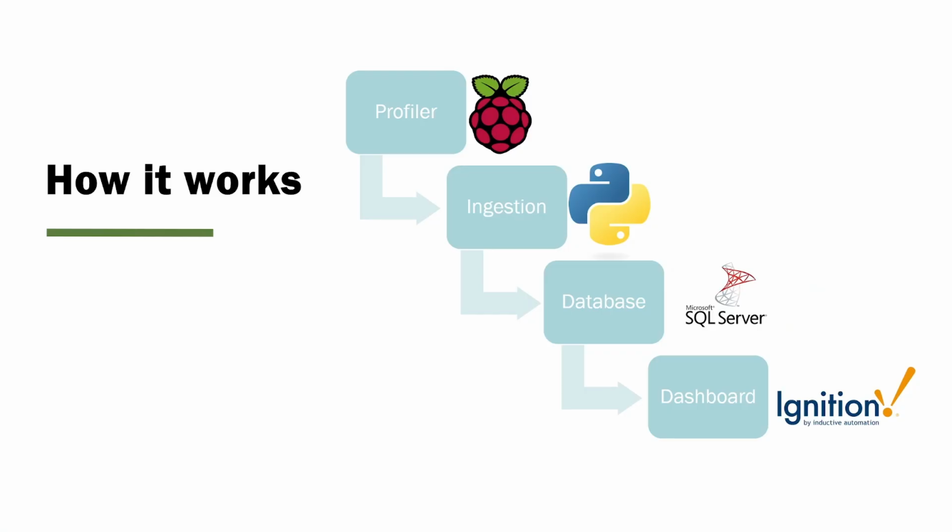So our project has a basic flow: the data comes into the profiler with a Raspberry Pi. It is then ingested with a Python script, which inserts the data from that text file into the database. The database is a basic Microsoft SQL Server database where the data is stored. And then the dashboard part of our project is using Ignition and a Perspective module.